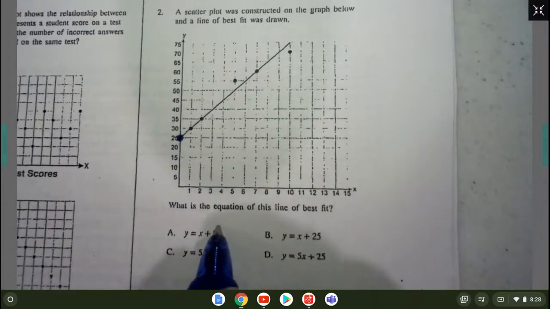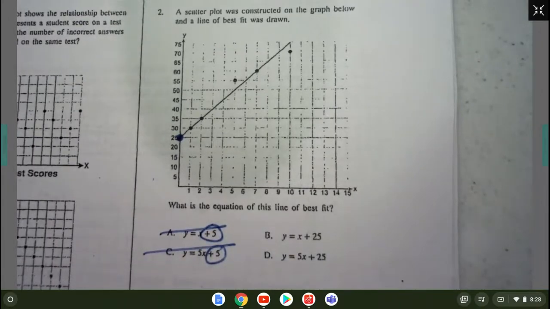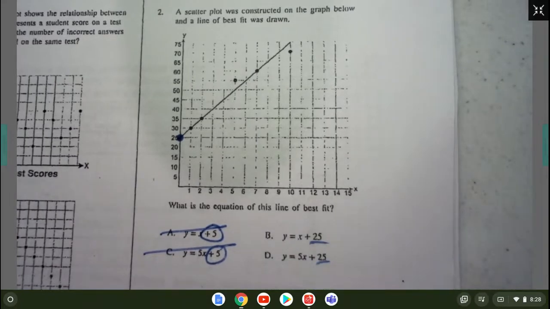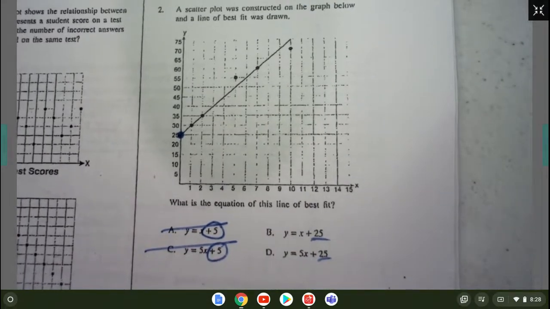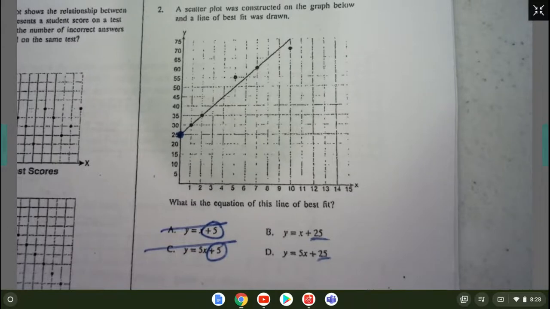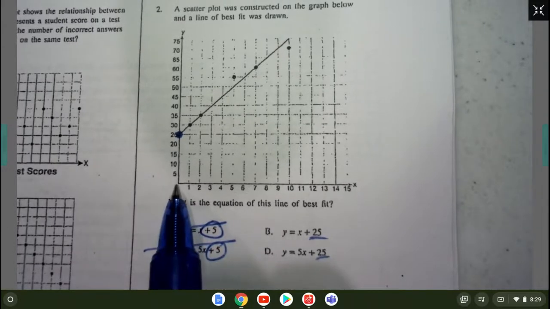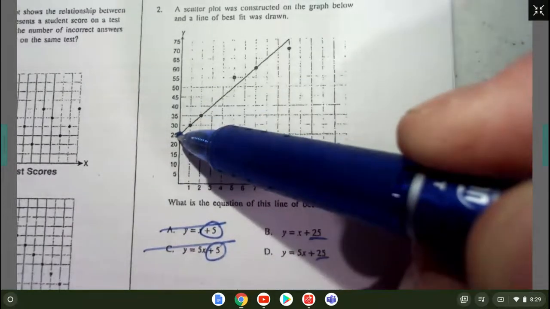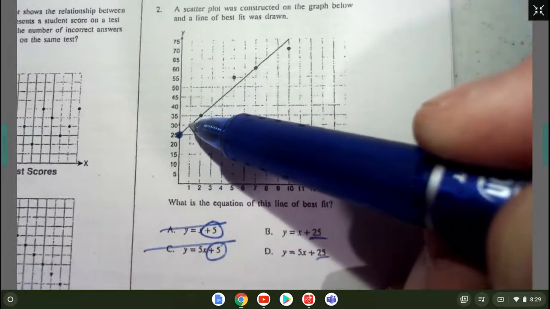So this one starts at 5, this one starts at 5. I can go ahead and rule out that one and that one. Those don't make sense, because I know it has to start at 25. So it's either B or D. Next thing I need to know is the slope. How much is it increasing for every 1? So when I go from 0 to 1, how much does it go up? This one goes from 25 up to 30 for every 1.